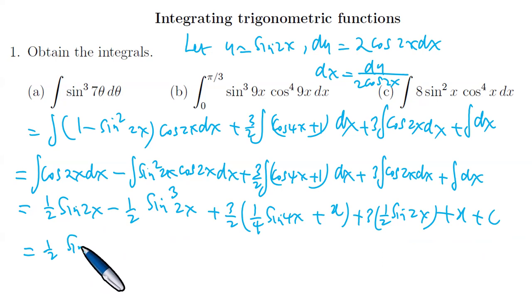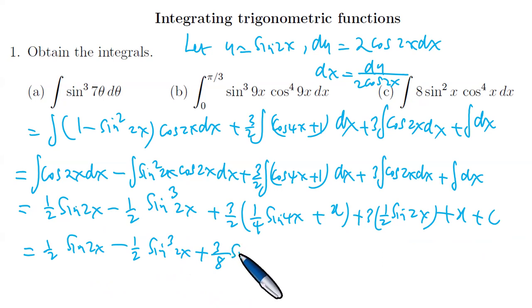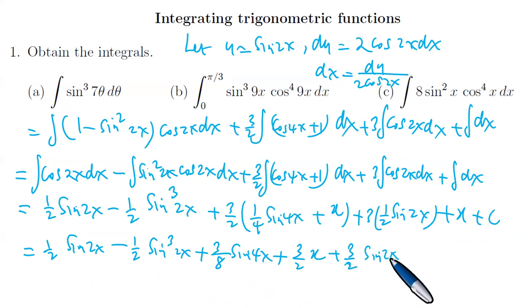1 half. So which is minus 1 half. So, which is exactly the sine of 4x, 3 over 2x. 3 over 2, the sine of 2x plus x plus c.